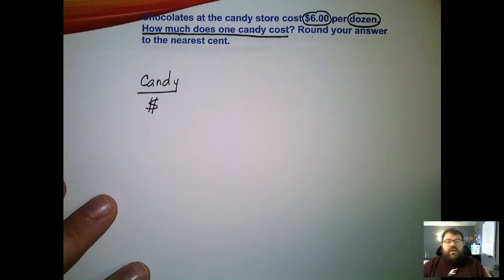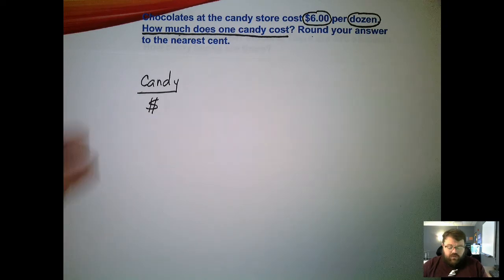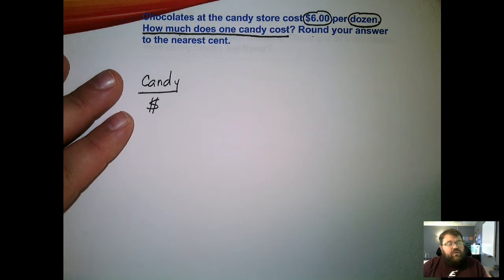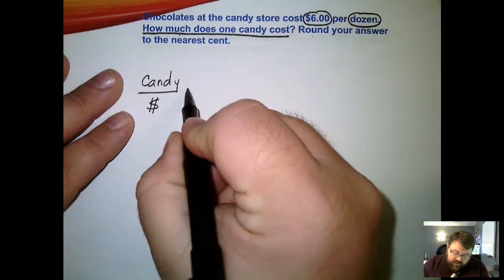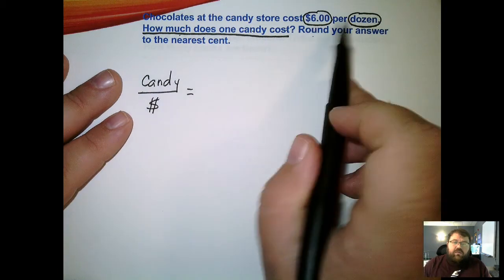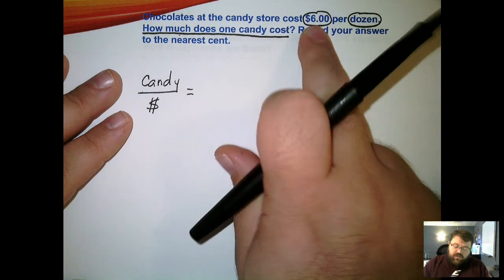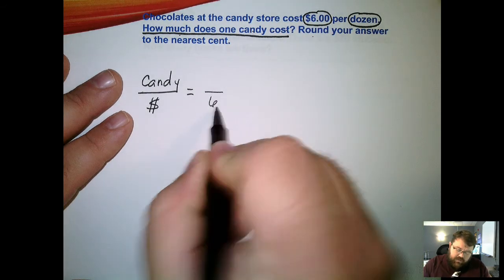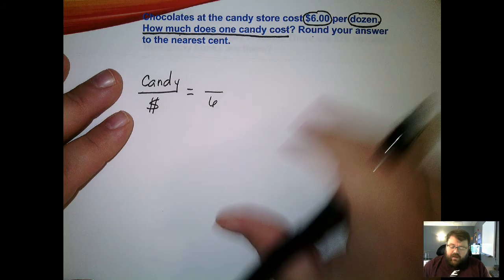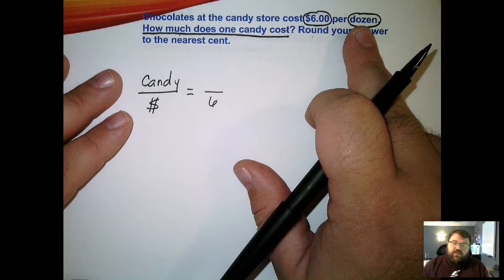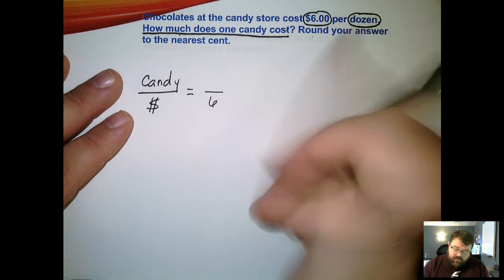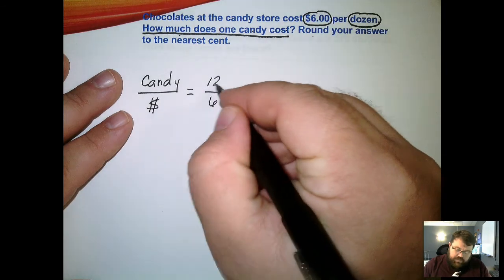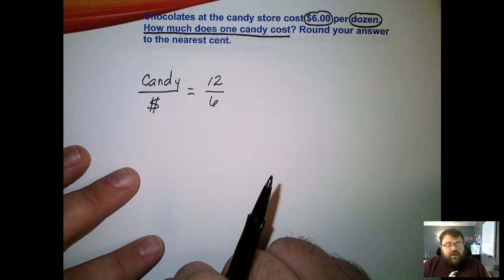Now what I want to do is go back and look for what we call a given ratio. This ratio is going to compare what it is the question's looking for. So my given ratio would have to do with one of these numbers. $6 is a cost, so I'm going to put that in the denominator because that's where I put the cost. A dozen, hopefully you know, but if you don't, is 12. That's what we call a given ratio.